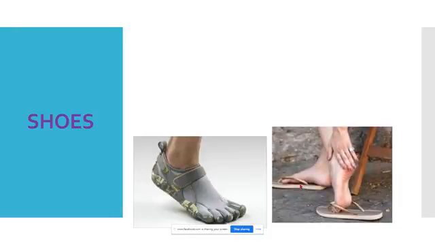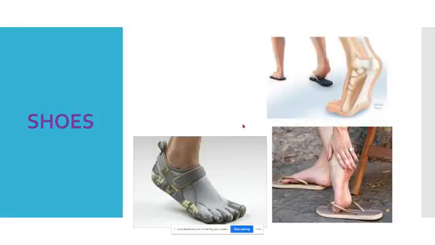Okay, another thing we want to talk about, flip flops. Some of you out there really like these. They're probably not the worst thing if you're just going to the beach or something, but these are not great to be wearing around all the time. They do not give you any type of support. This picture here shows your plantar fascia, and we'll talk about that a little more in just a minute. But any type of shoe that doesn't have good support is not going to be good for wearing around all the time, and it's not going to be good long term.